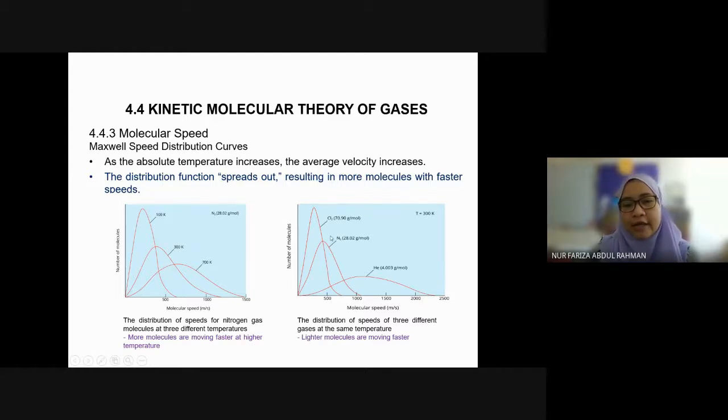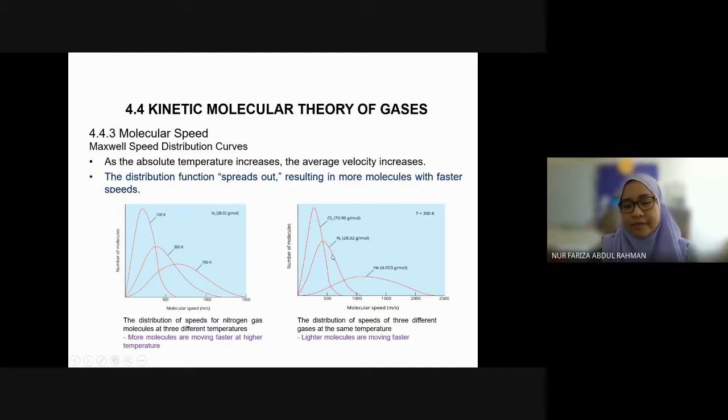And then in terms of molar mass, it is also the same. The lighter the molar mass, by right, the molecular speed also increases. So helium, the molar mass is the lightest. So as you can see, the curve spreads out to a higher molecular speed, which is more on the right hand side compared to chlorine. Chlorine dia berat kan, so berat that means the speed is not as fast, not as high, compared to helium and nitrogen.